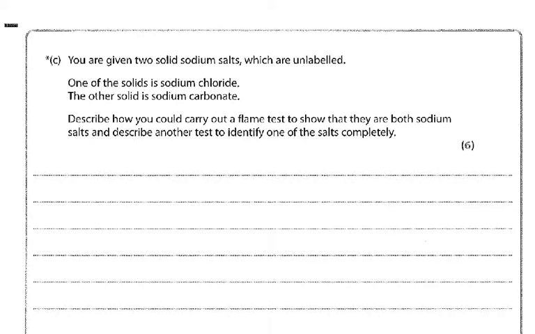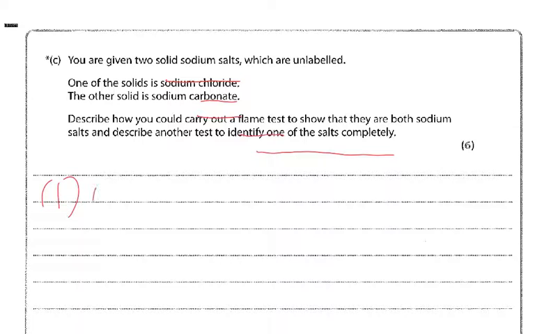Okay, so this is a 6-mark question, and it's actually not that tricky, but a lot of people missed out a lot of marks here. We're given 2 solid sodium salts, which are unlabelled. One is a chloride, one is a carbonate. How can we carry out a flame test to show that they're both sodium salts and describe another test to identify one of the salts completely? So we've got to describe 2 tests here.